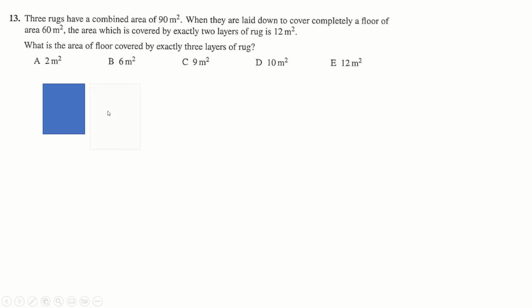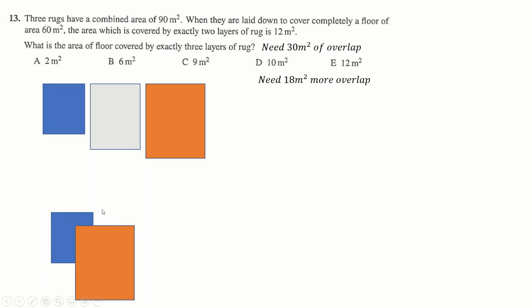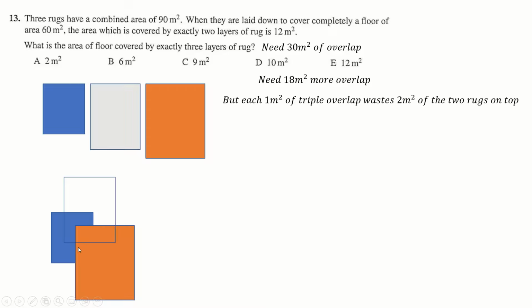Anyway, 3 rugs have a combined area of 90. We're looking to set them out to an area of 60, so we need an overlap of 30 in total. Now, we've already got 12 meters of overlap from the doubled up section, so we need 18 more meters squared of overlap. But the thing is, when you overlap 3 rugs, you waste 2 rugs rather than just 1. So this 12 meters of overlap here only wastes 1 rug's worth of 12 meters, whereas when you have 3 rugs over the top of each other, you waste 2 rugs.